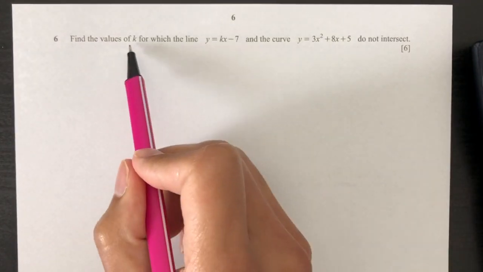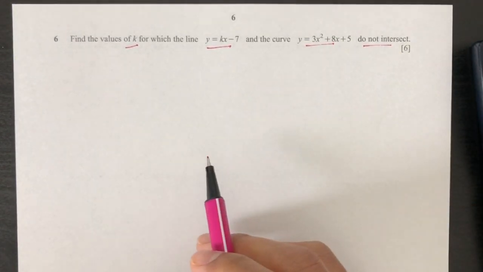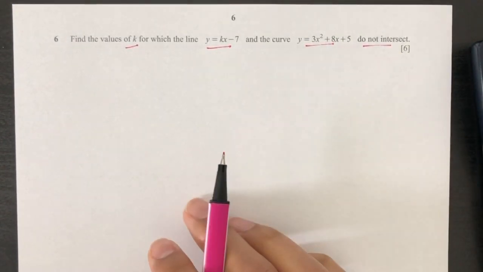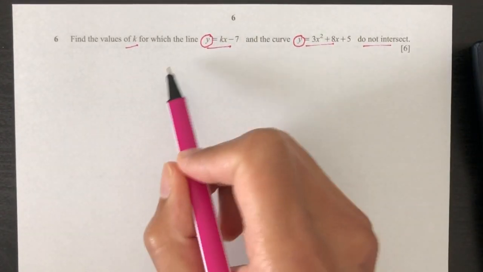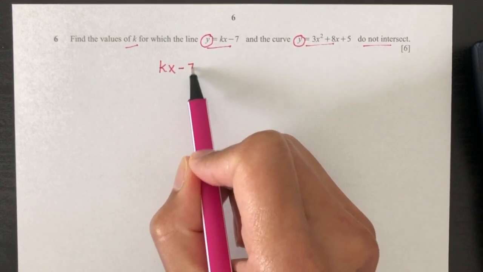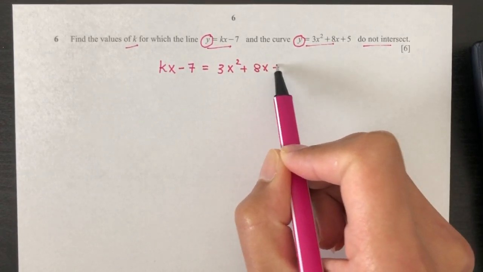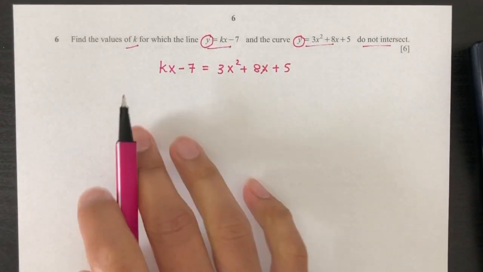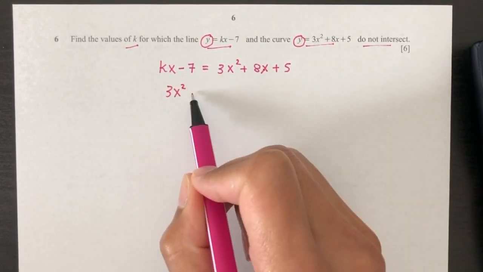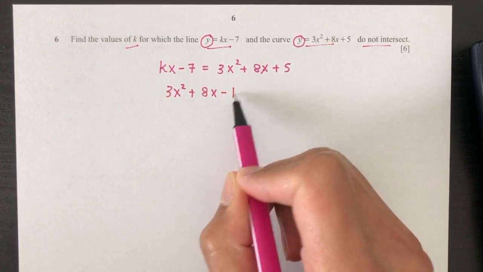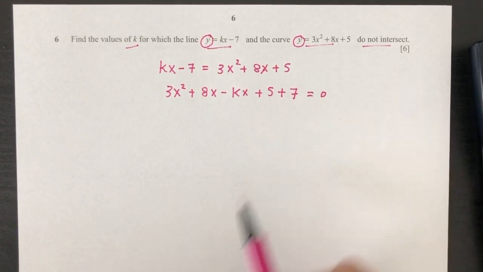So find the values of k for which the line and the curve do not intersect. The first step is to solve them simultaneously. You see y here, and you see y here. Let's replace them in each other. So you will have kx minus 7 equal to 3x squared plus 8x plus 5. That is the first step. Now let's rearrange everything on one side. You will have 3x squared plus 8x minus kx plus 5 plus 7 equal to 0.